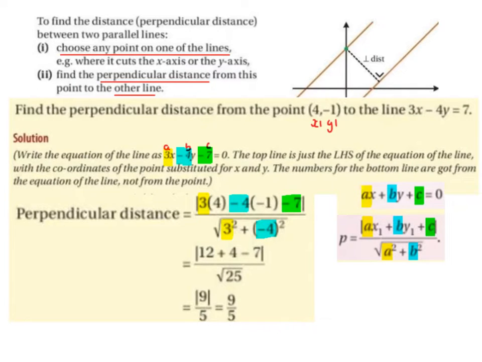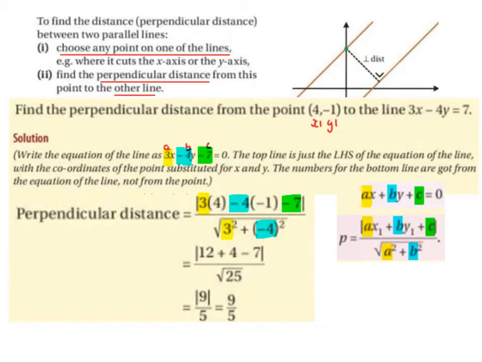So as we can see in the formula here for the perpendicular distance, it's basically just the equation itself. But we have lines either side of it which tell us that it's the modulus. The numbers for the bottom line are got from the equation of the line and not from the point. That's very, very important. So the bottom of the fraction of our formula is the square root of a squared plus b squared. So the a and the b come from the equation of the line.